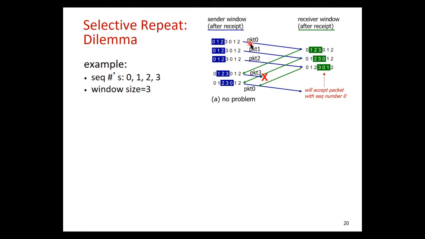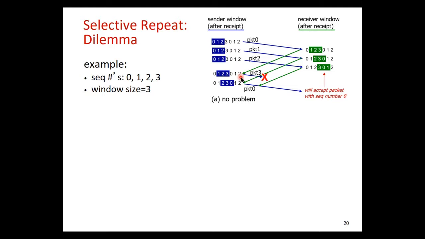Window size is 3. The sender sends 3 packets. And this is the window at the receiver, right? It receives 0, so it slides. Receive 1, it slides. Receive 2, it slides. So the receiver will accept a packet with sequence number 0 again, right? Because this is normally not a duplicate. This is another packet, but because of the wraparound, it's sequence number 0 again.